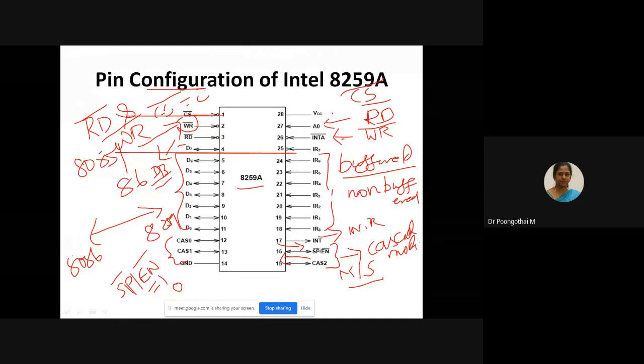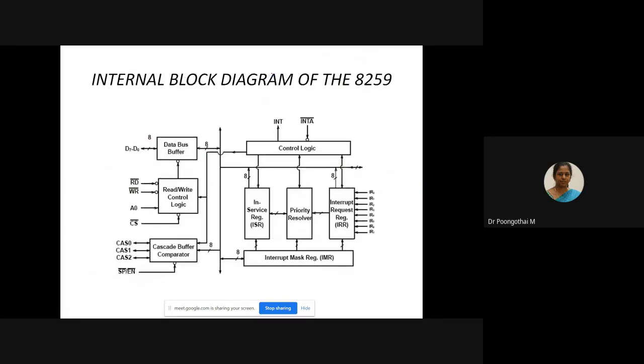Suppose A0 is 0, then the device IO address is an even address. When A0 is equal to 1, it means an odd address. So two addresses are reserved in the IO space for each 8259. When A0 is equal to 0, that is called the even address. A0 equal to 1 is called the odd address. Okay. So next class we will see the functional description of your 8259.